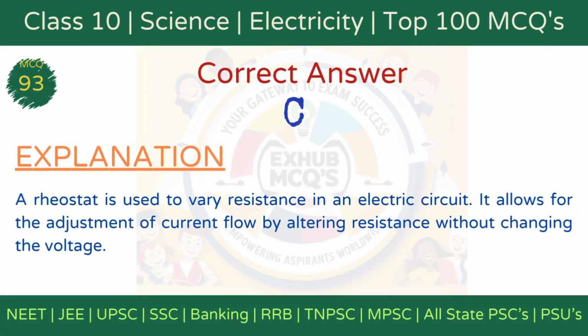Explanation. A rheostat is a variable resistor used to adjust resistance in an electric circuit. By changing the resistance, it controls the current flow, making it suitable for dimming lights or adjusting motor speeds.